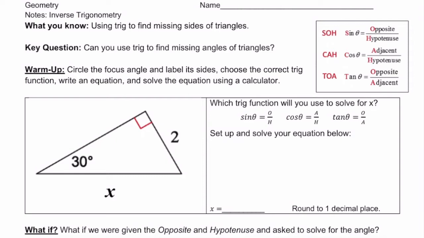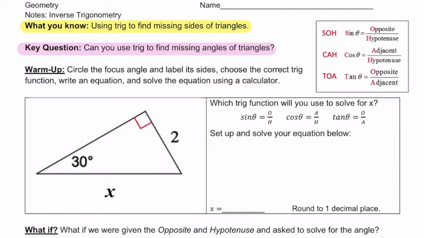Well, let's look at what we know. Currently, we do know how to use trig, our sine, cosine, tangent over here, to find the missing sides of triangles. But today's key question is, can we use those same ratios to find missing angles? So let's get into today's warm-up.